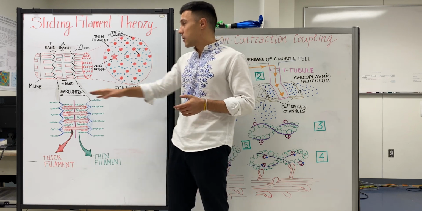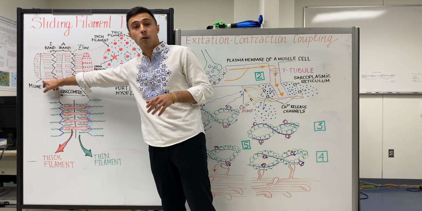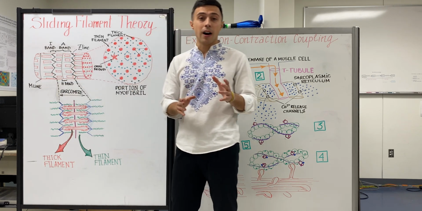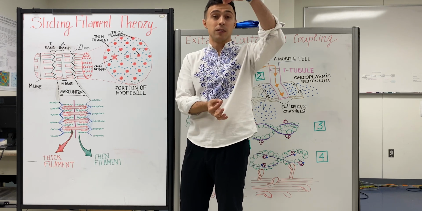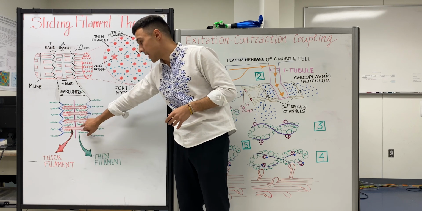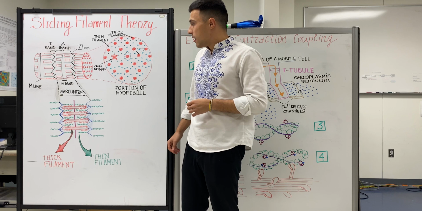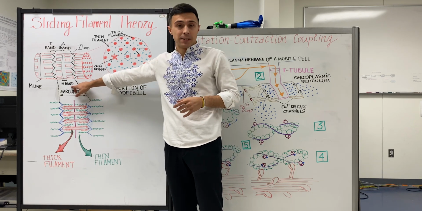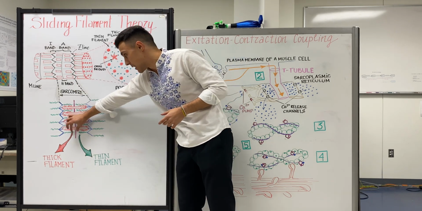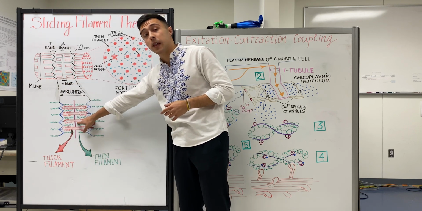So then another essential here is this line right here, which I marked in there, called M line. M line is a structure, the protein structure that supports the thick filaments, kind of glues them together. Then another one is the H band. H band is just a space, the central space of the thick filaments.